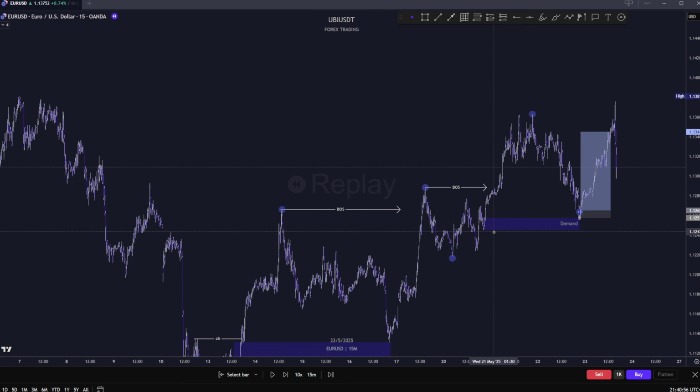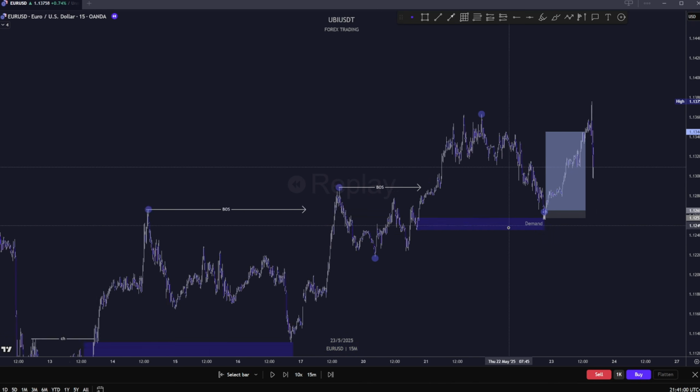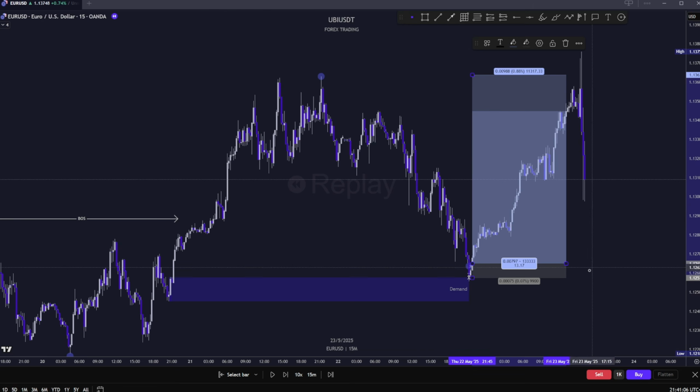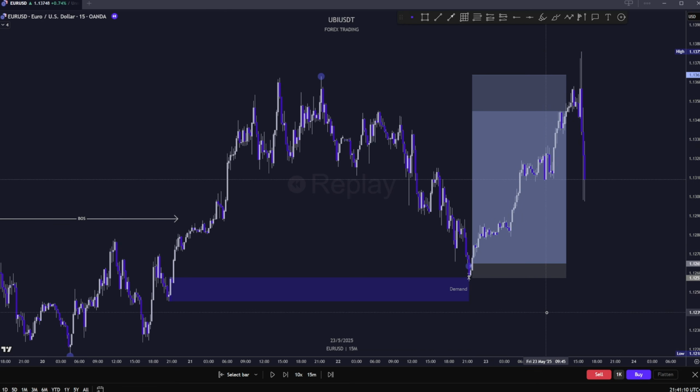Why? Because this is our lower time frame. This is where we execute our trades. And what price did? Price gave us a beautiful reaction and took out all this liquidity right here, giving us 1 to 13 RRs.